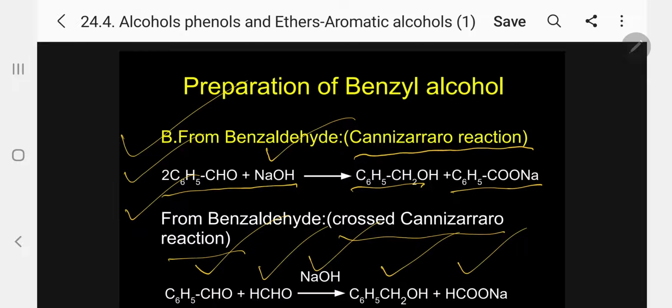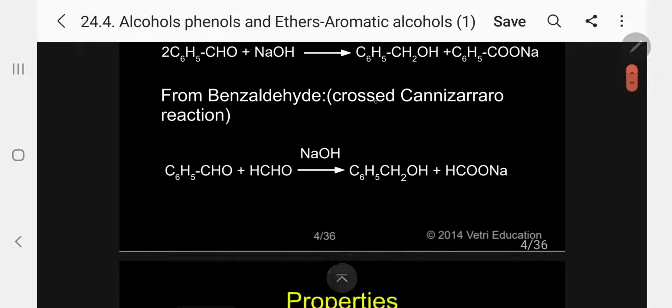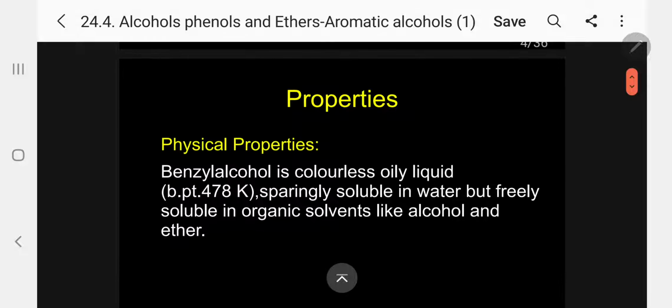Simply 2 moles of benzaldehyde with sodium hydroxide is called the Cannizzaro reaction. If you use a mixture of benzaldehyde and formaldehyde, we call it the crossed Cannizzaro reaction. Kindly follow. Coming to properties, so physical properties.